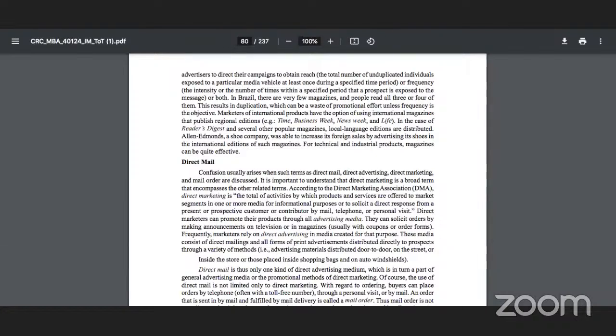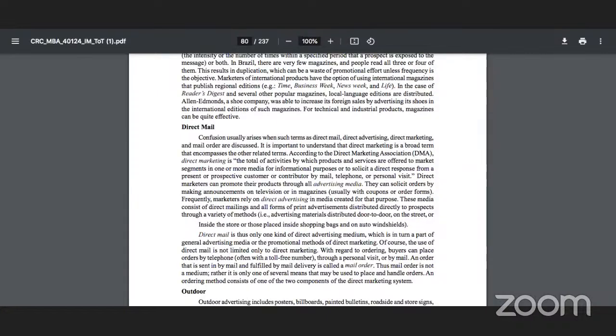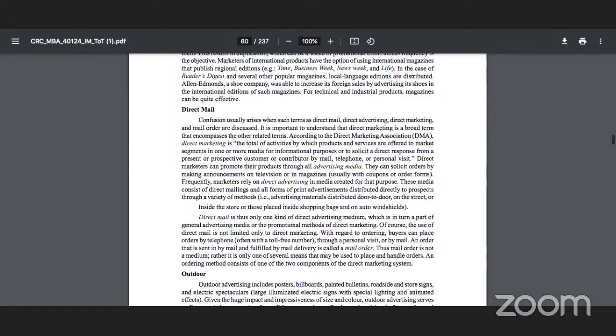So Allen Edmonds, for example, a shoe company, is able to increase its foreign sales by advertising its shoes in the international editions of such magazines. When we talk in terms of magazines, we also need to understand, for example, a lot of airlines have their own in-house magazines, which also have a high level of advertising content because they are also geared towards particular users.